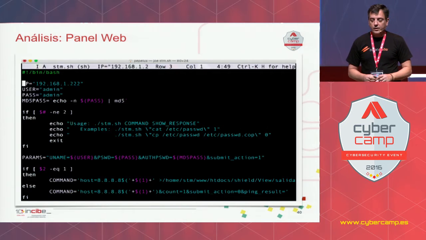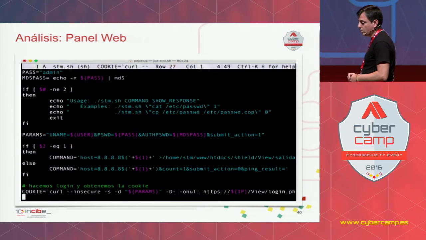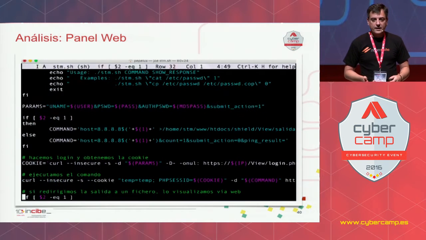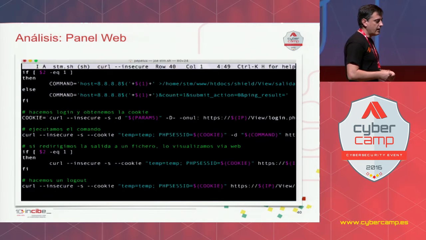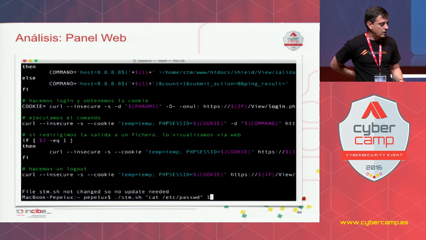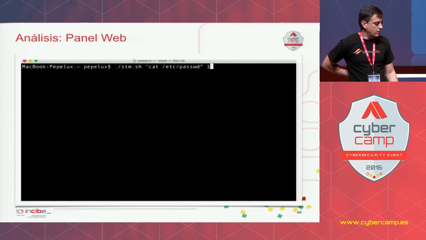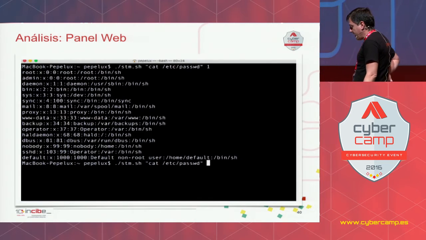The script is very simple. What I do is log in to get the cookie, then I execute curl to inject in ping, which is the vulnerable file. If I expect output, I do another one for the output, and then I do a logout. It will be as easy as this. This is much faster, much more convenient.